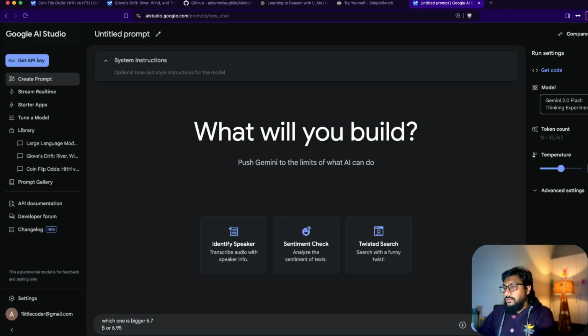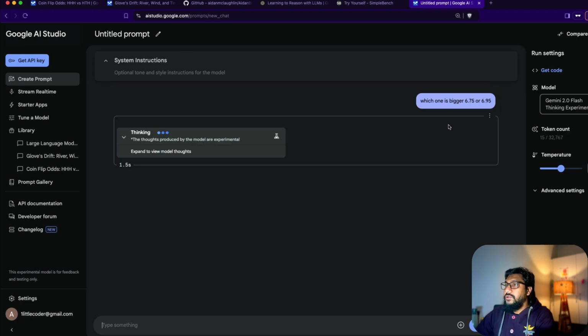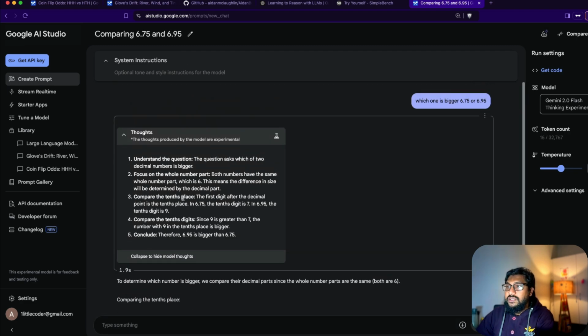So let's go ahead with this. Which one is bigger? It's going to think about it, so you can see it is thinking.